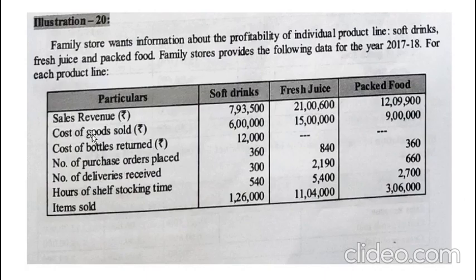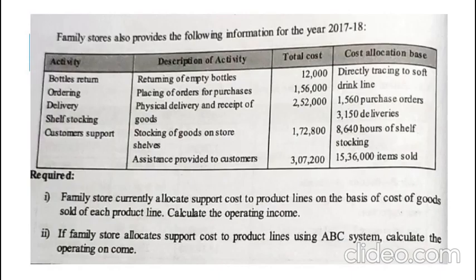Yes, they have given the cost of goods sold, which is 6 lakh for soft drinks, 15 lakh for fresh juice, and 9 lakh for packed food. Based on this, the support cost will be segregated. The support cost is nothing but the total cost of the activities performed here, that is 12,000, 1,56,000, 2,52,000, 1,72,800, 3,07,200.